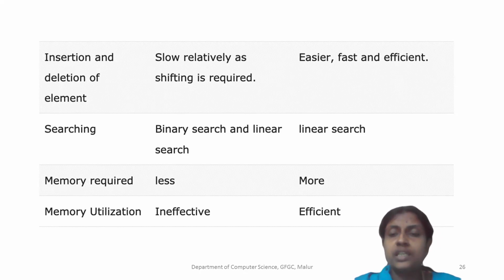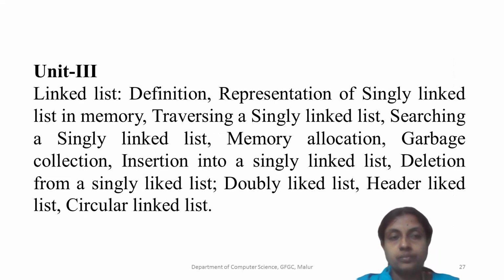But when it comes to linked list, we don't allocate beforehand. No need to allocate in advance. When I require, if I need 3 values to be stored, I will allocate only 3 spaces. If I want to store 100 values, I will allocate 100 spaces. So memory utilization is efficient. And when it comes to array, it is ineffective. Okay, this point you should remember.